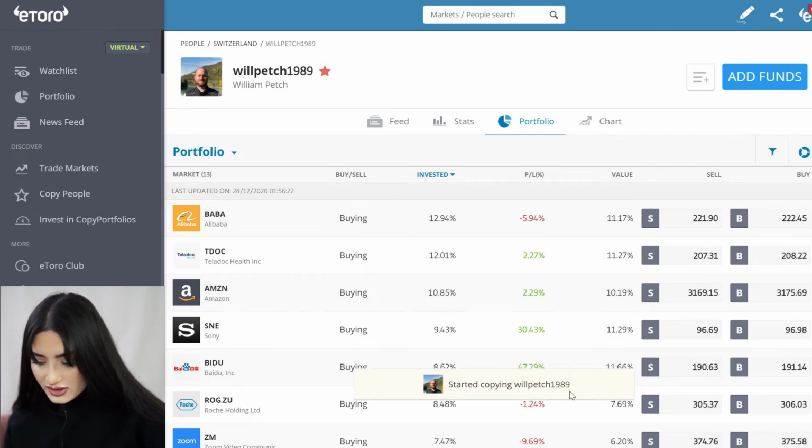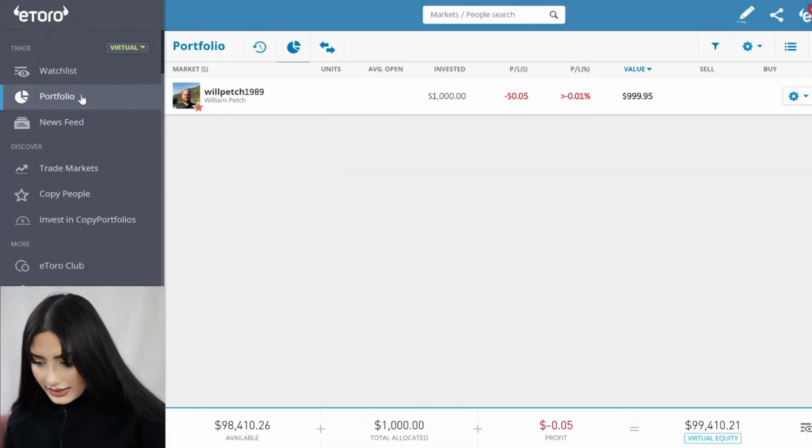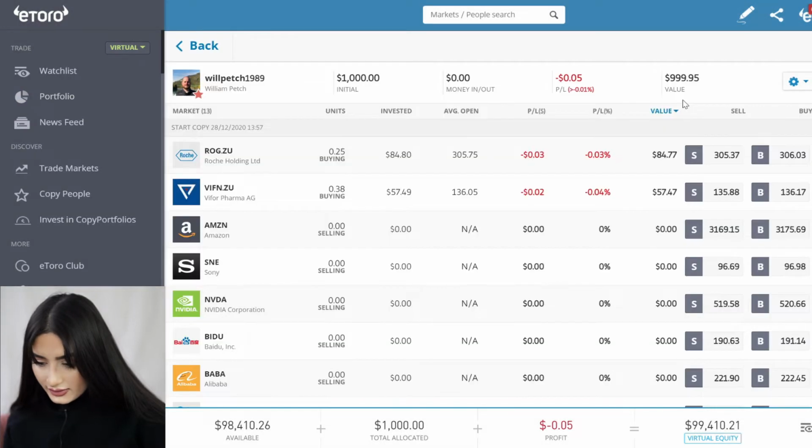Started copying Will Petch 1989. Right, so let's click on portfolio, and you can see that it started copying. And obviously there's straight away a little bit of a loss. Now bear in mind the spread price. There we go. That's my portfolio.